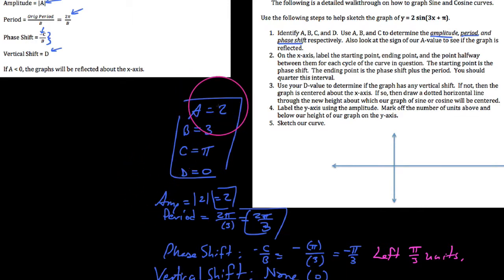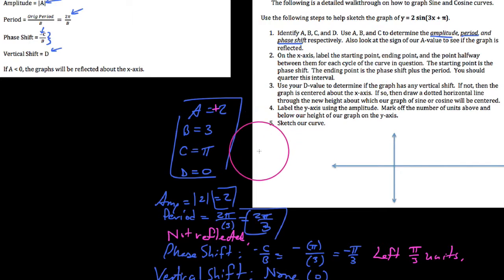Now, the a value is positive. So this means that it's not going to be reflected, but let's write that little note in here. We say not reflected. Okay, so we've determined all of these things. So step 2, after finding all of this stuff, says on the x-axis, label the starting point, the ending point, and the point halfway between them for each cycle of the curve in question.